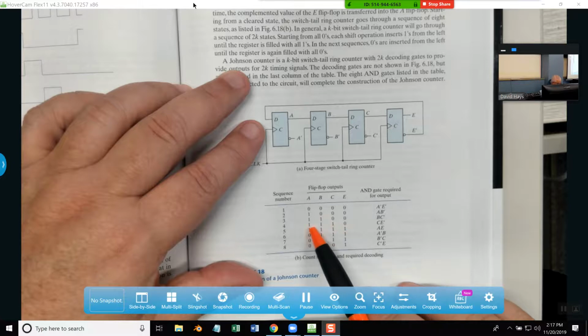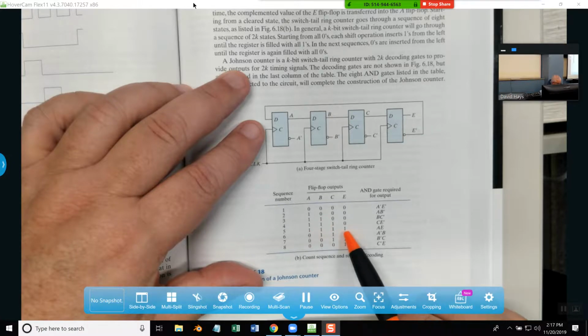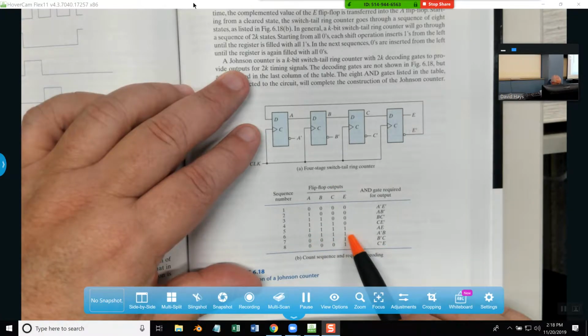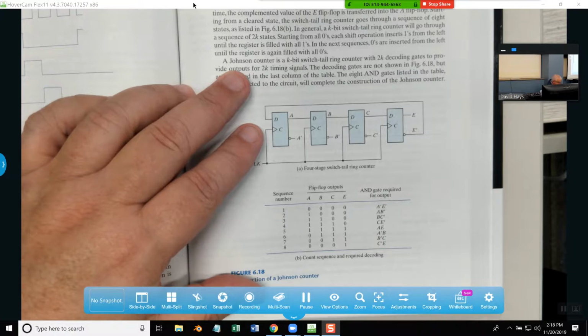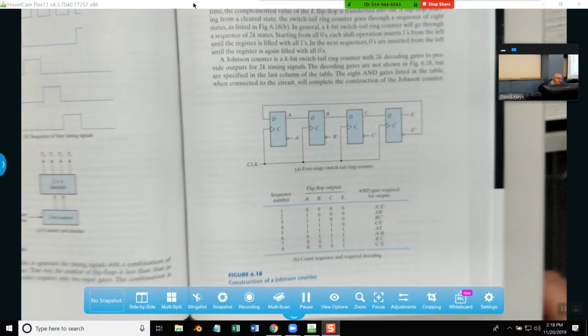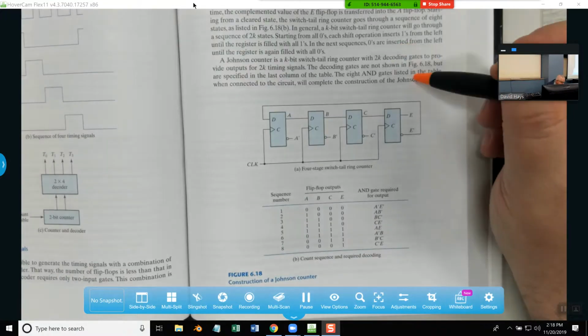Okay, a Johnson counter is a K-bit switch-tail ring counter with 2 times K decoding gates to provide outputs for 2K timing signals. The decoding gates are not shown in figure 6.18, but are specified in the last column of the table.